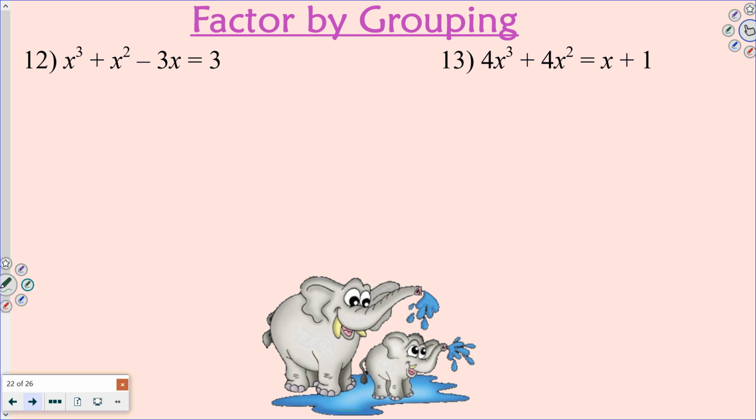All right, let's move on to our factor by grouping. Woohoo! 4 terms. So again, first thing, set it equal to 0. So I'm going to move that 3 over.